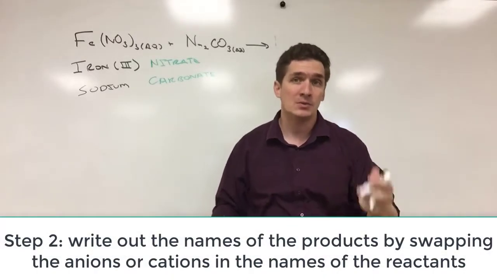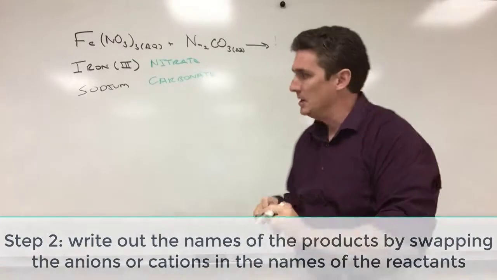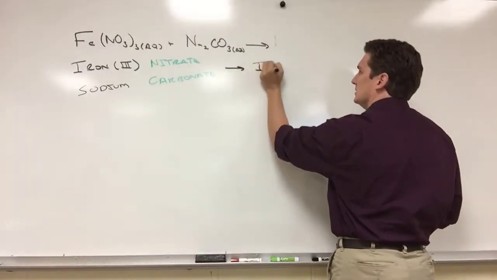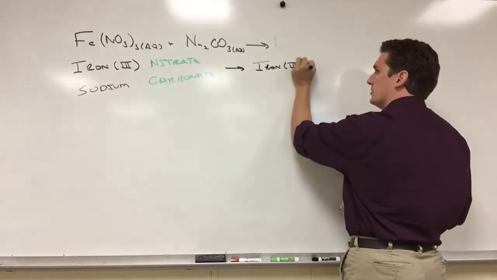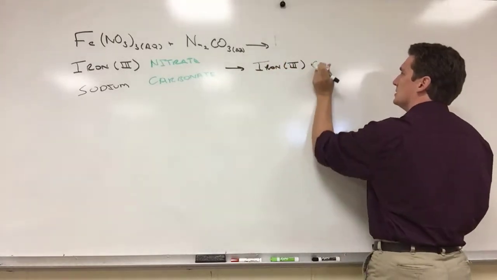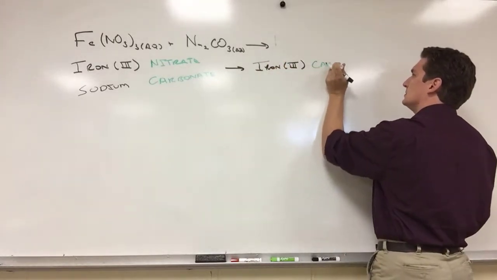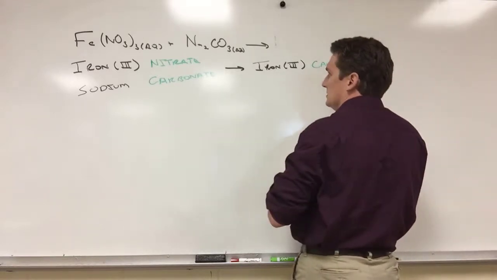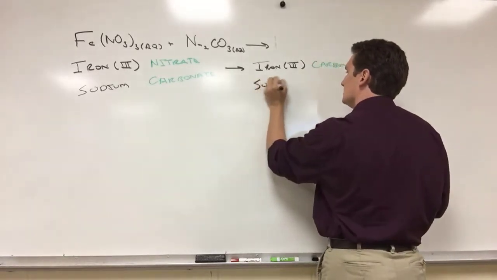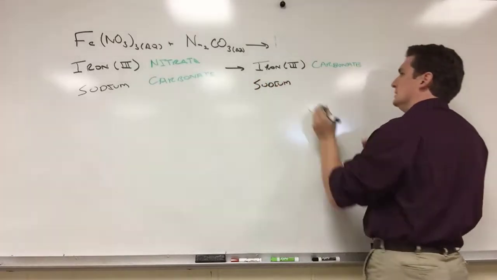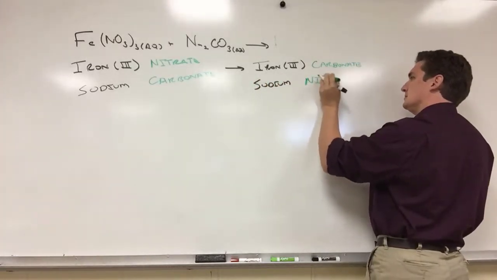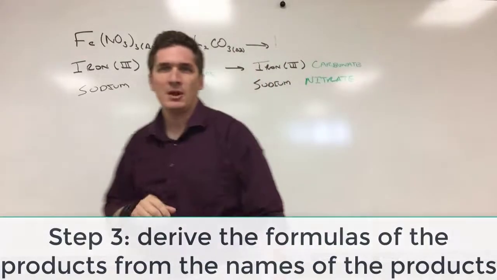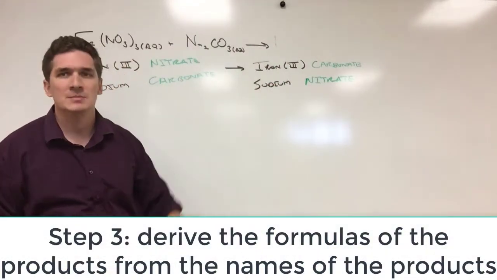Personally, I like to swap the anions. So the product of this reaction is going to be iron 3 carbonate and sodium nitrate. So this is the name of my products, iron 3 carbonate and sodium nitrate.